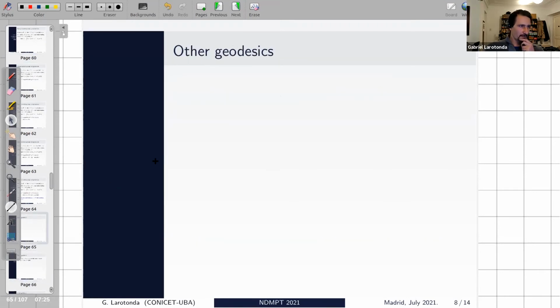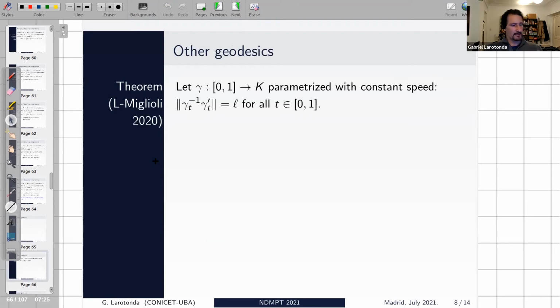So, other geodesics, what do we know? Take any path, and as you know, without loss of generality, this can be reparametrized with constant speed, which is kind of useful in our setting because we are not interested in finding the function from the real line to the group, but we are interested in the image of the function, right?